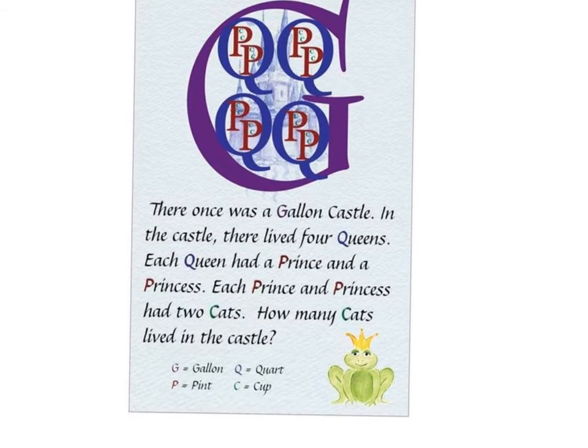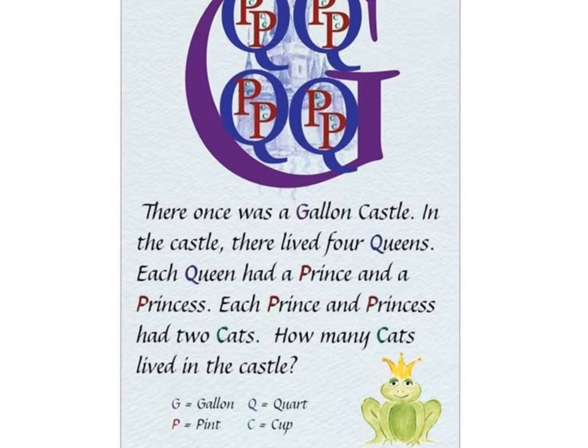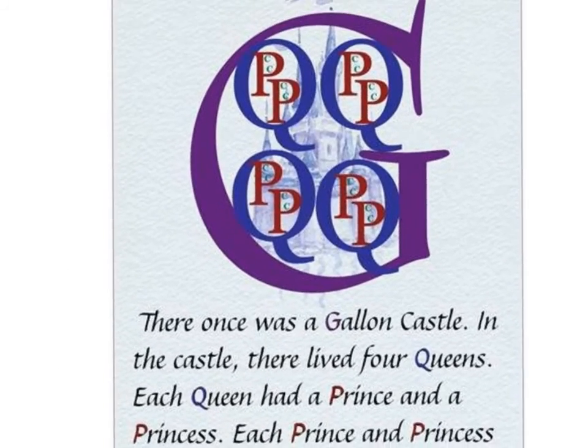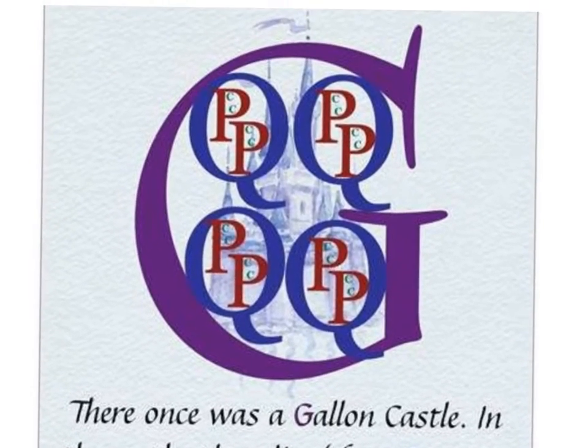So here's a little story that can help you remember this also. There once was a gallon castle. In the castle there lived 4 queens. Each queen had a prince and a princess. Each prince and princess had 2 cats. How many cats lived in the castle? Okay, and so again, just visualizing that. There's even a slight variation of this, it's king gallon or something like that. Anyway, this can help you visualize, and with the story, if that helps you to remember that relationship between those things.